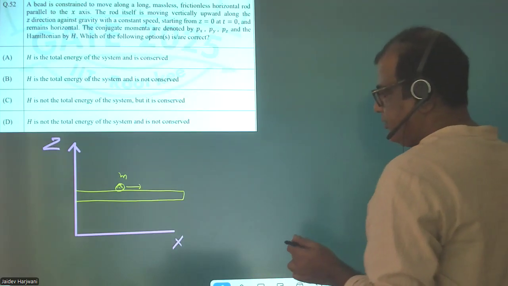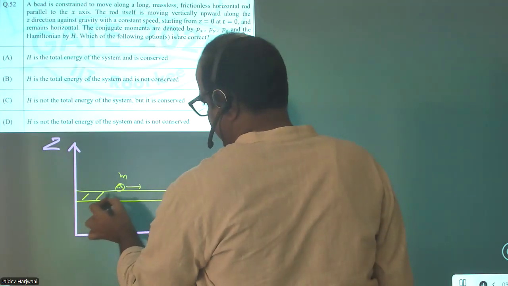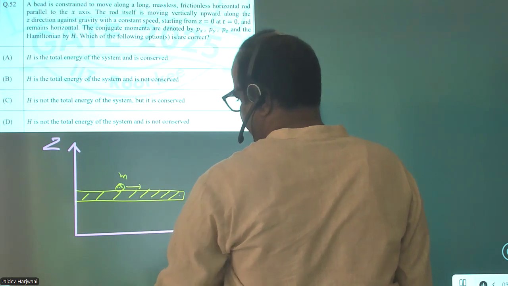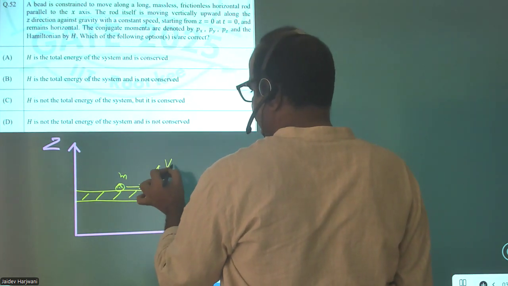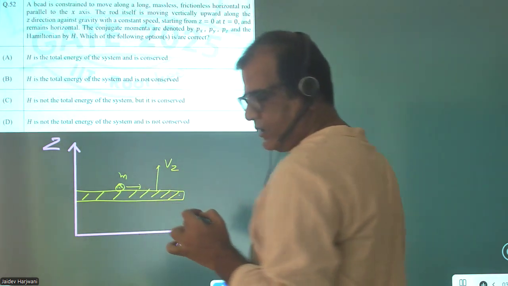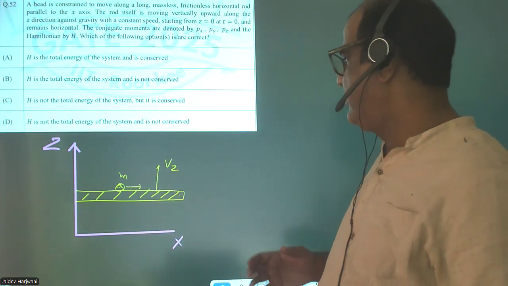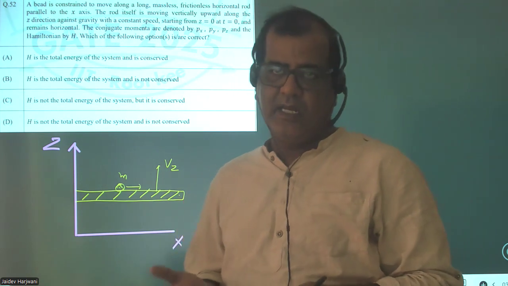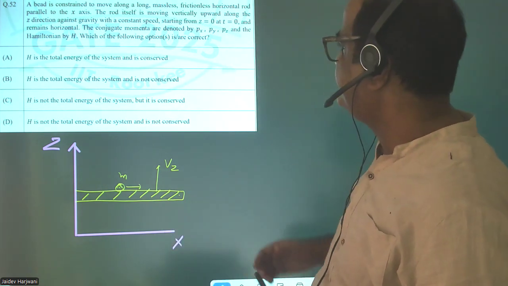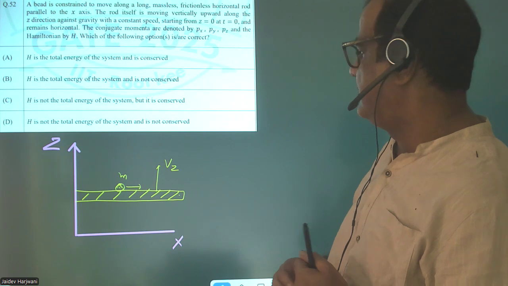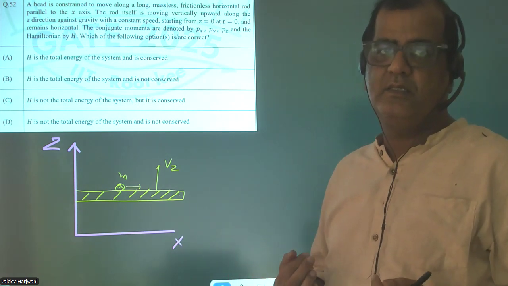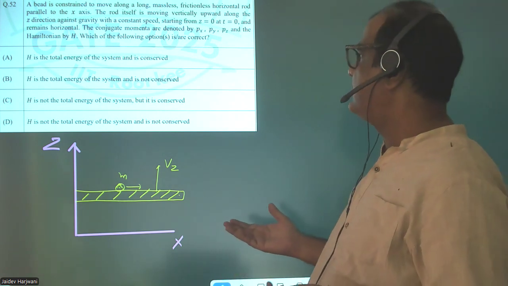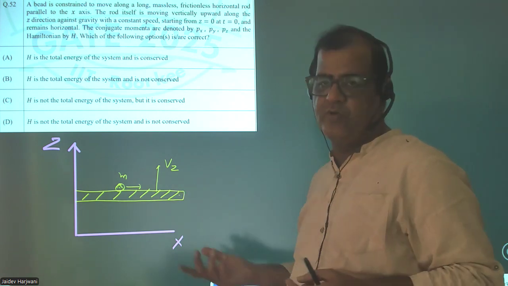So now we have to find, and it is given that this rod is also moving with a constant velocity. I say this velocity is vz. So obviously, if the rod is moving against gravity, the Hamiltonian cannot be conserved, because you are already giving some force.